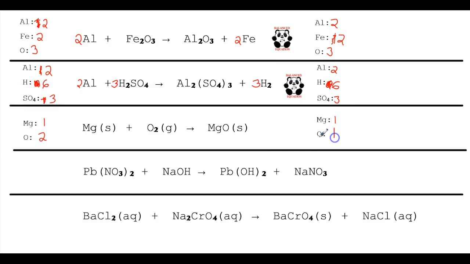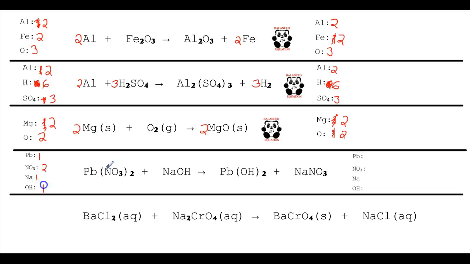Magnesium and oxygen makes magnesium oxide. 1, 2 on the left, 1, 1 on the right. Might as well start by putting the 2 in front of this here. That's going to bring it up to 1 and 2. So when I put that 2 in front of the magnesium over here, it brings it up to 2 and 2 on the left, 2 and 2 on the right. I am balanced. Bring down my balanced equation Panda.